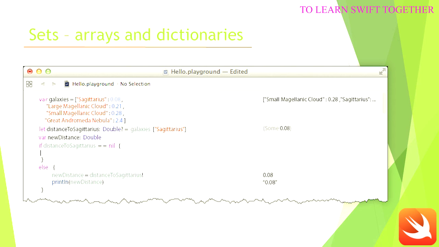In order to correctly read the value from an optional, we have to use the exclamation point operator. Before gaining access to the data stored in the optional, we also need to remember to always check whether it's actually a nil value. In our example, we can see a correct reading of the optional value, the distance to the Sagittarius galaxy.